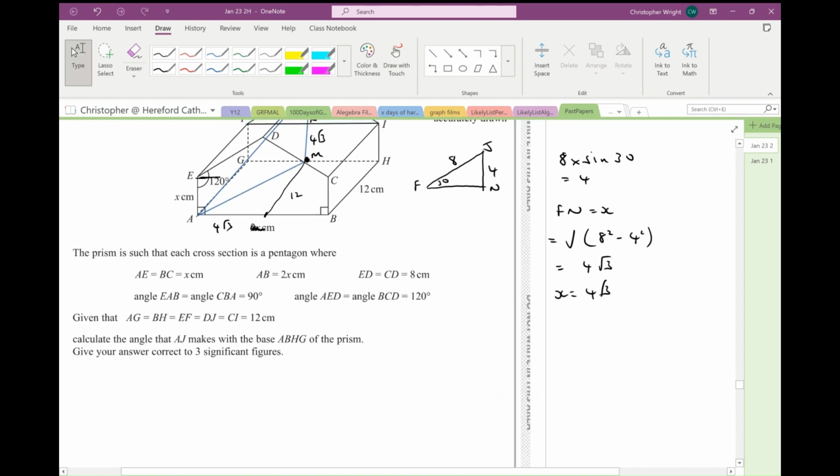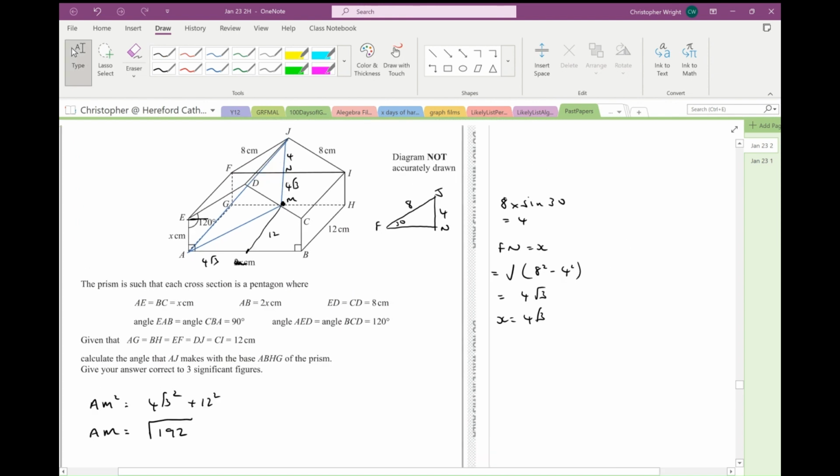AM is the hypotenuse of that horizontal right angle triangle there. So AM squared equals 4√3 squared plus 12 squared. So I can sort that out using Pythagoras, and I get that AM is root 192. Now I'm in a position to draw the triangle from A to M, which I know is root 192, and then to J, so that's AMJ, that is 4 plus 4 root 3, and here is AJ, and what I'm being asked for in this question is that angle alpha.